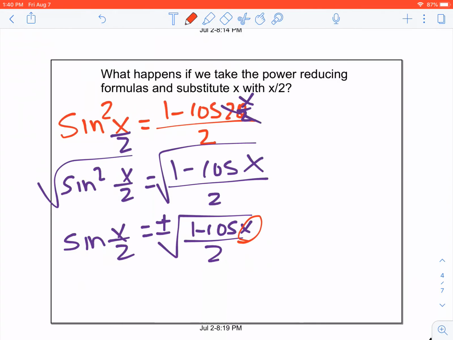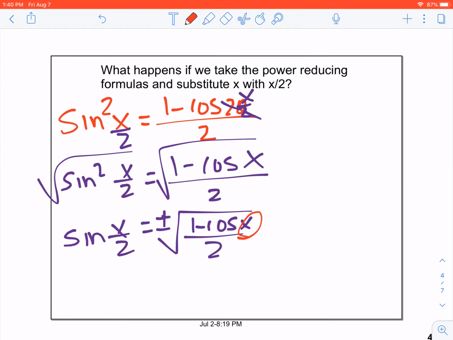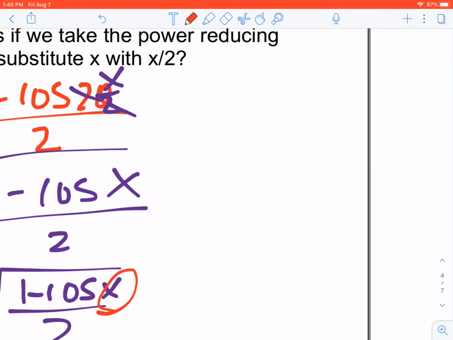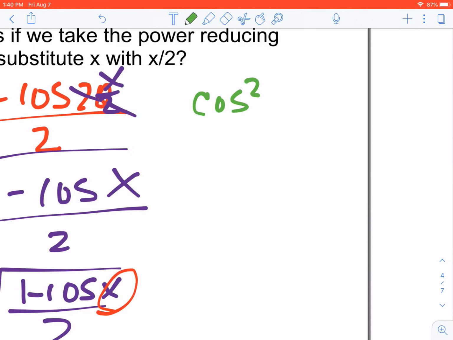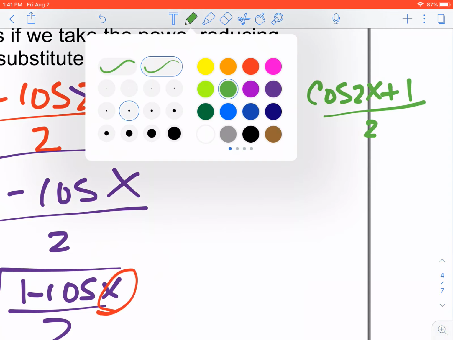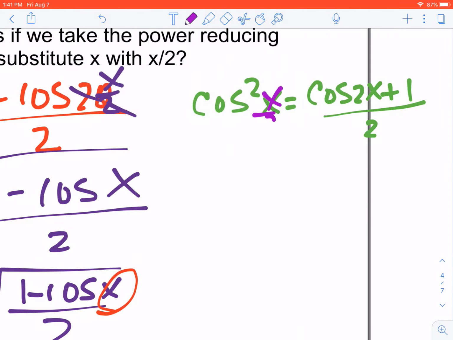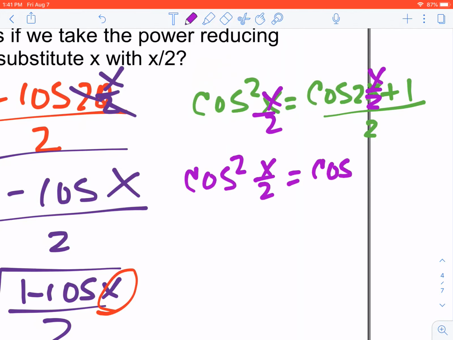All right, let's talk about cosine. So again, we know that the cosine squared of x is equal to (cosine of 2x plus 1) over 2 by power reducing. We are going to replace the x with a half angle. So the cosine squared of the half angle is equal to (cosine of x plus 1) over 2.